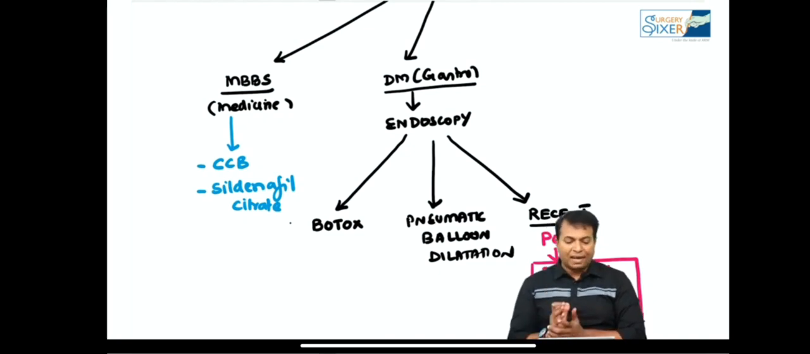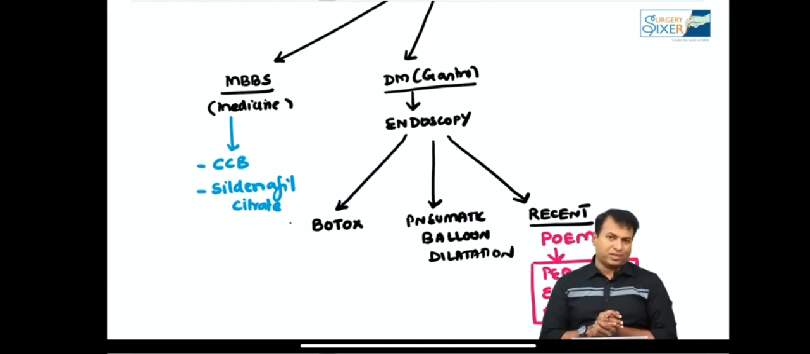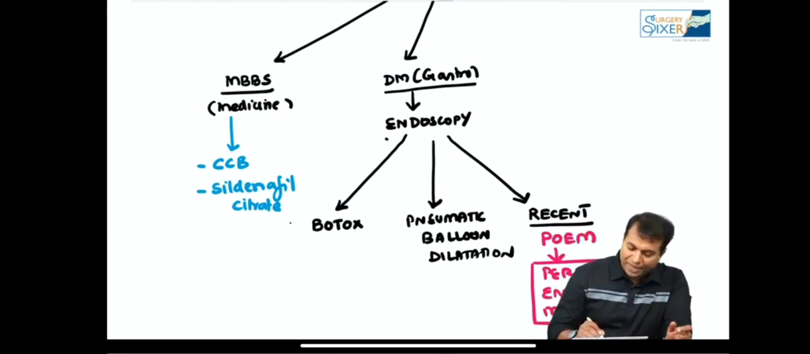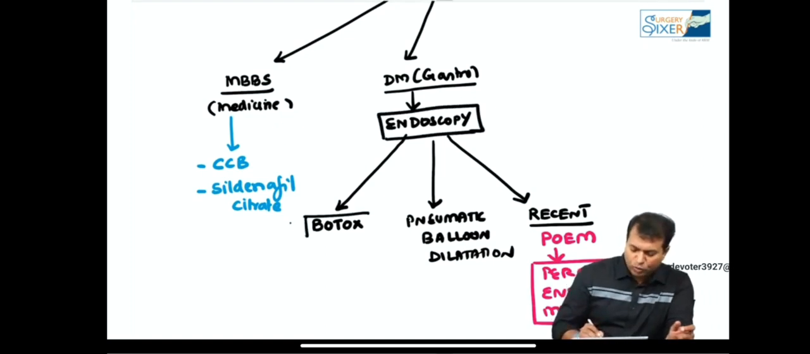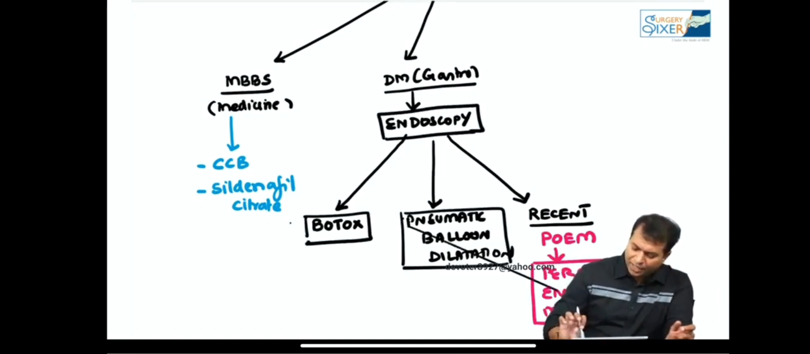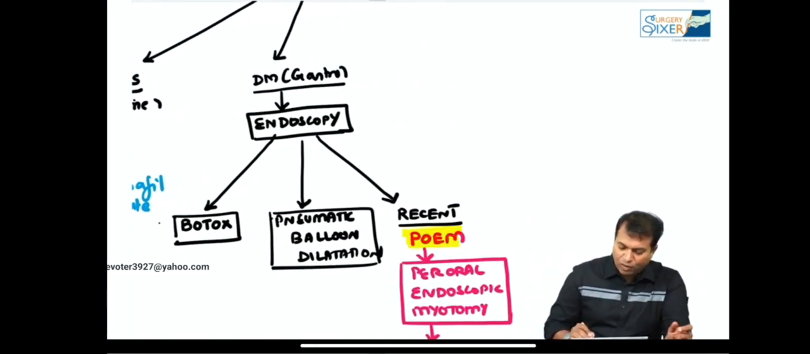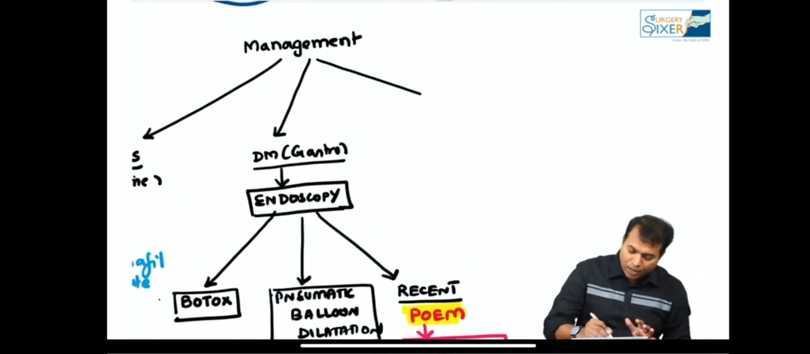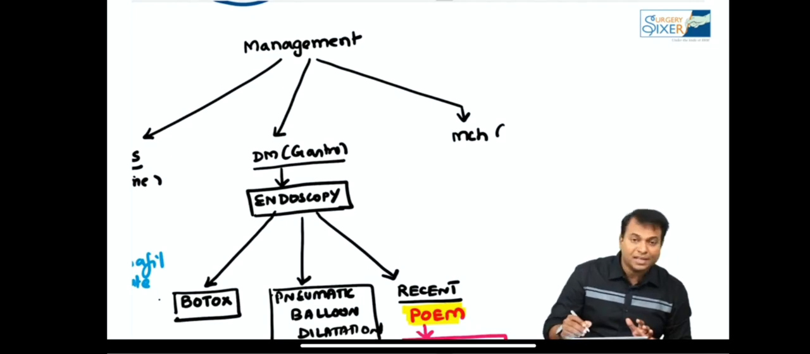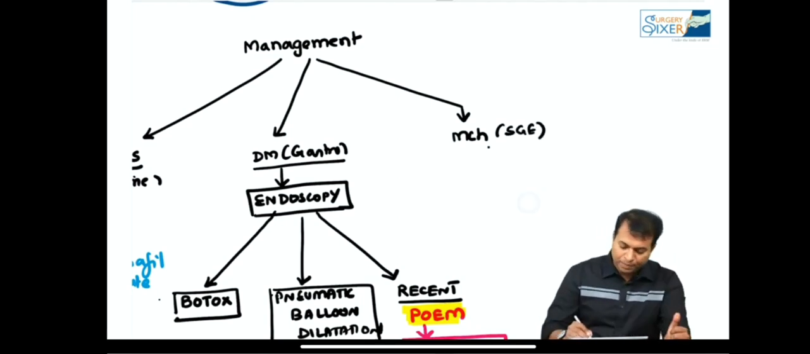Calcium channel blockers and sildenafil citrate are medical treatment which have around 60% response. When the patient goes to a DM gastroenterologist, they have endoscopy, and with the help of endoscopy, they put Botox injection, they do pneumatic balloon dilatation, and they can do POEM. Please don't forget, POEM is a recent advance in achalasia cardia. And when the patient comes to a surgeon or a surgical gastroenterologist, who is MCh, if the patient comes to us, that is the gold standard treatment.